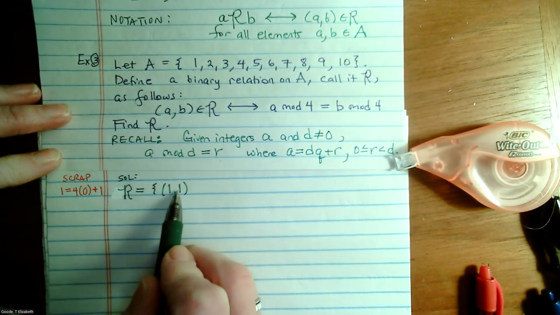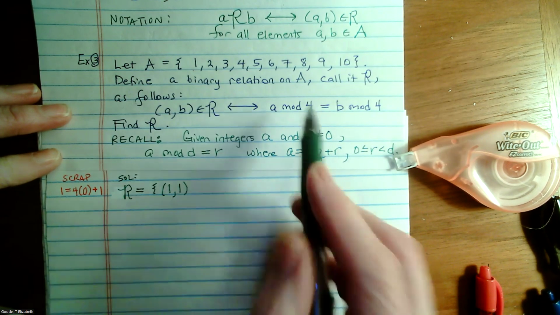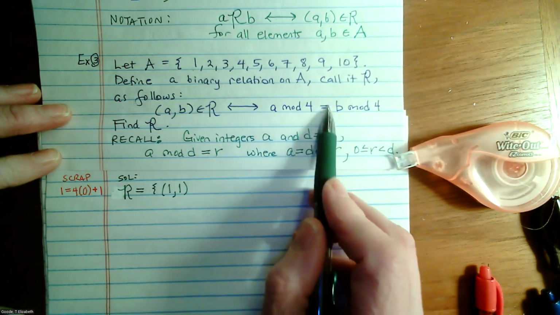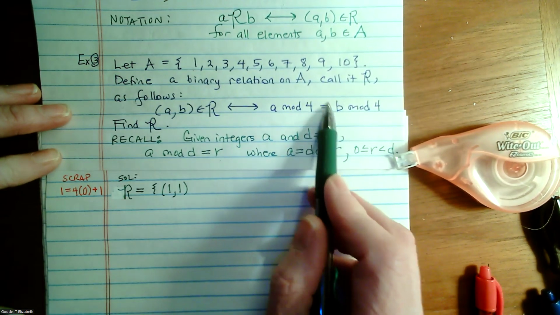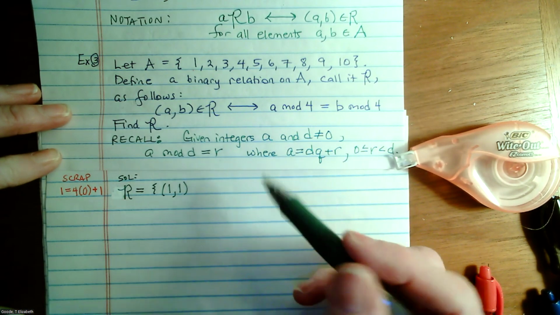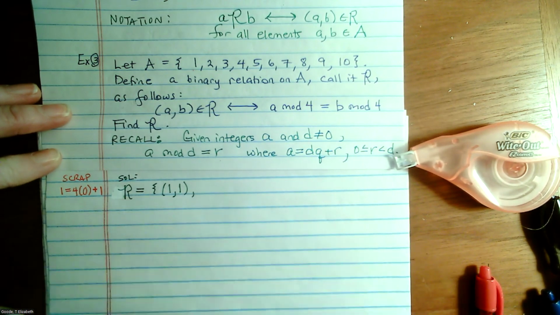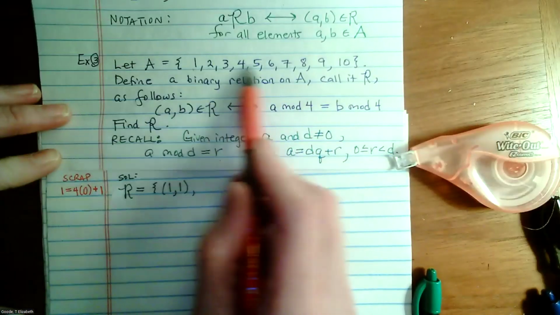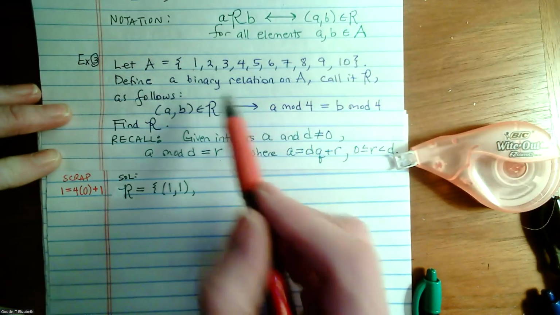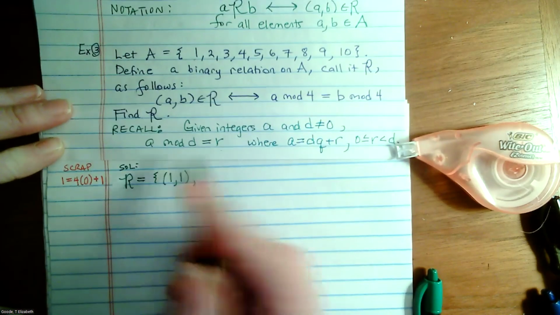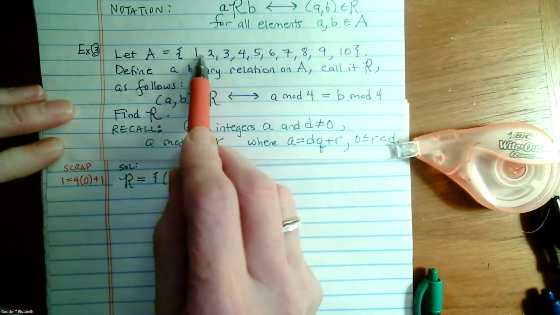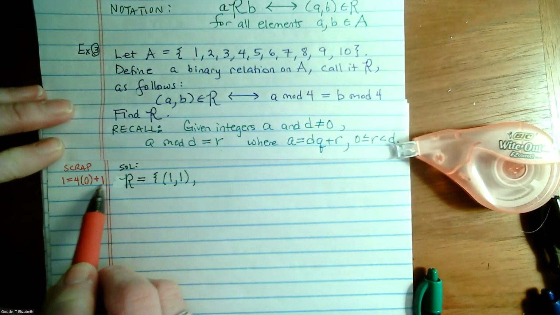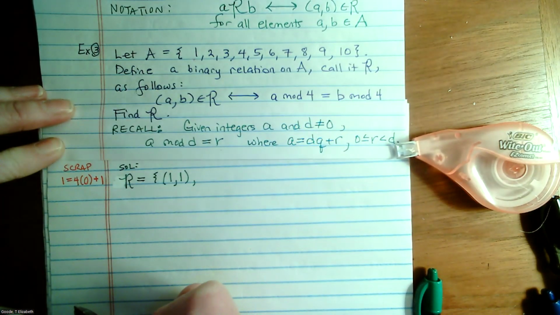In other words, 1 is definitely going to be related to itself because 1 mod 4 is definitely equal to 1 mod 4. In fact, this equality here is going to make things work out really nicely for us in a minute. So let's think about other integers in this set that yield that same remainder and will be related to 1. What other elements of A yield a remainder of 1 when they're divided by 4?